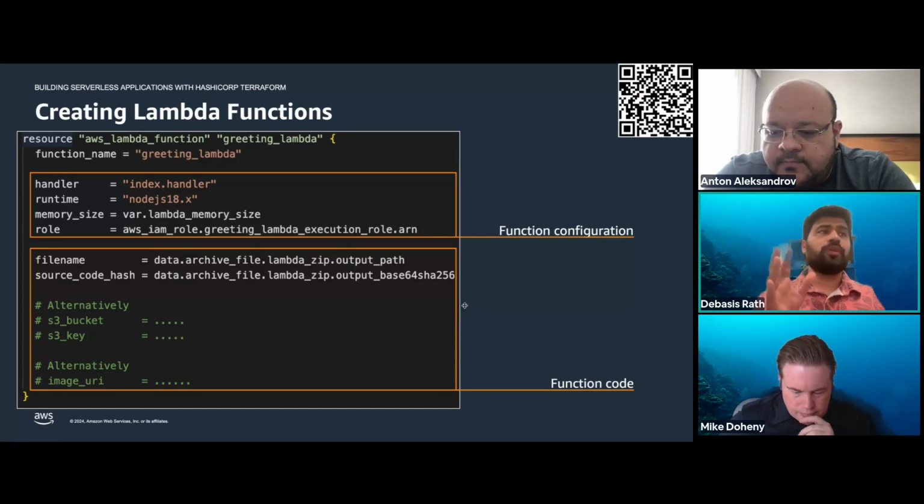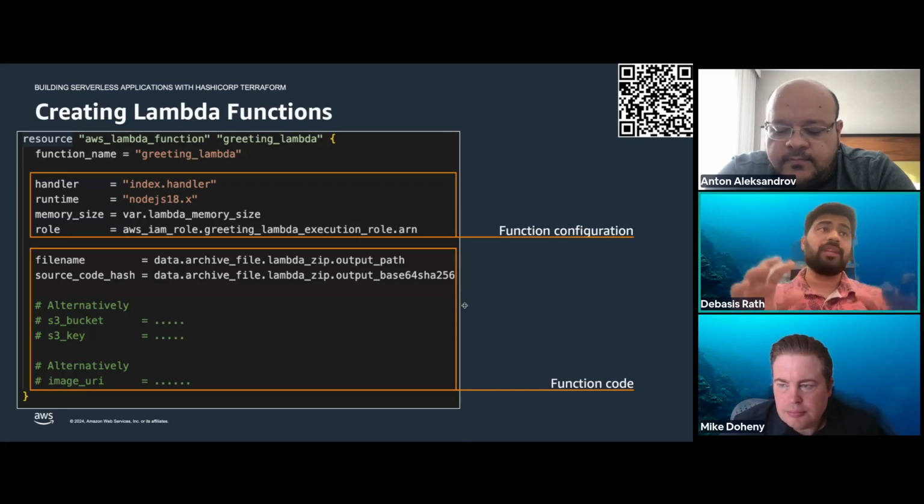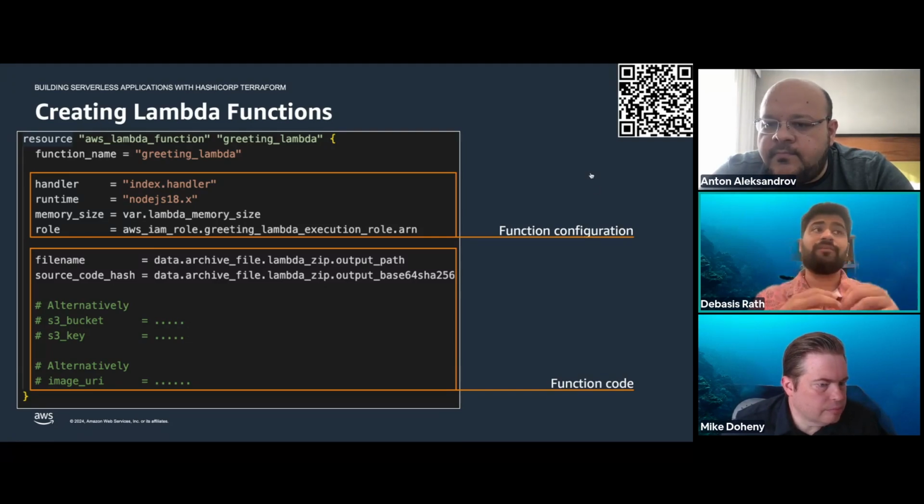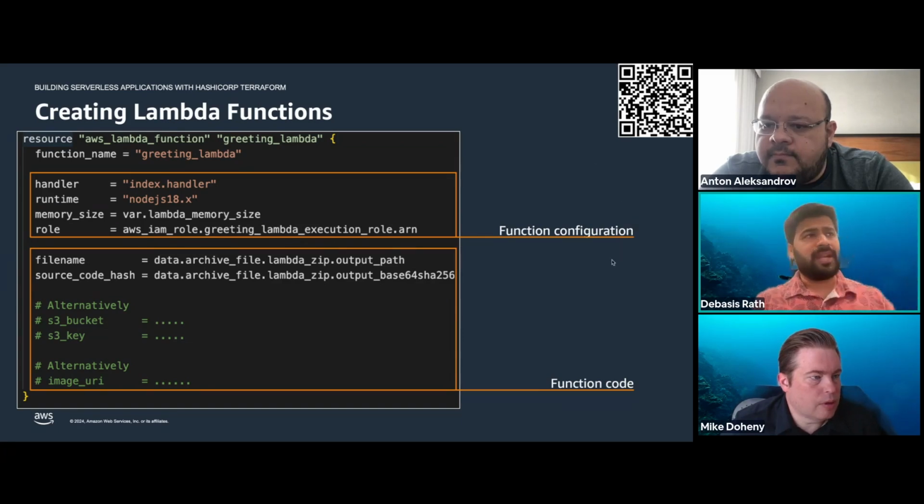So in here, we have created a Lambda function, again starting with resource, AWS Lambda function. The name of the Lambda function is greeting Lambda. That is also the name of the function on AWS Cloud. It is a Node.js type of Lambda function running on Node.js 18. We have a handler definition over here that is basically a function inside an index.js file. That's where you will see index.handler. We also have the memory size. We also have a role assigned to that particular Lambda function, the one that we created just before the Lambda function itself. That is part of the function configuration.